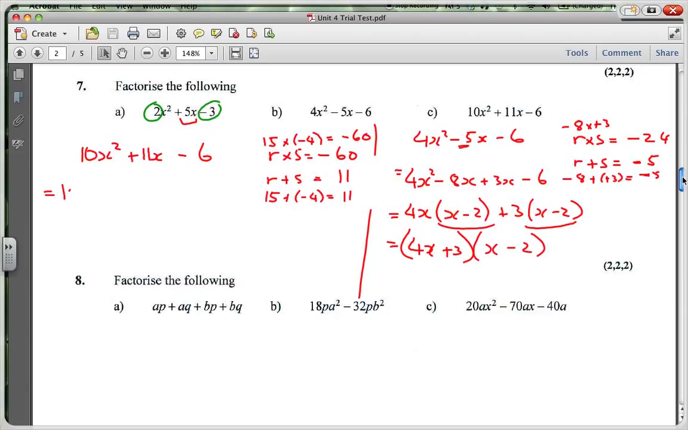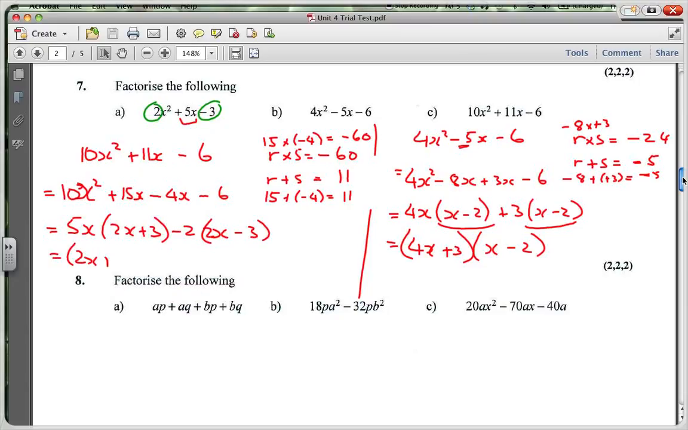So we're going to rewrite this. 10x squared plus 15x minus 4x minus 6. Here I can see that a 5x can come out. I'm left with 2x plus 3, and here a minus 2 can come out, and I'm left with 2x plus 3 again. 2x plus 3 is common, and then you've got a 5x minus 2. Alright, so those are a little bit complicated, but if you follow the steps, it isn't too bad.